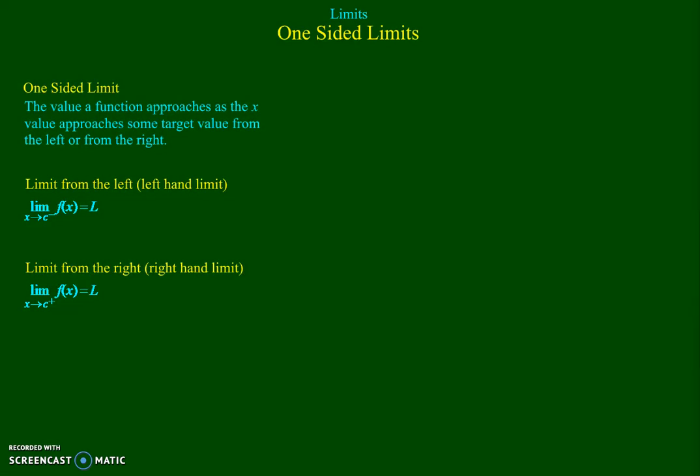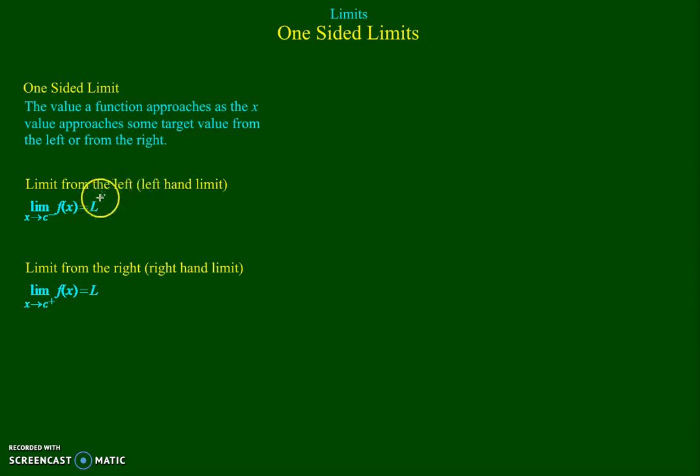This is part 6 of the series Limits, and in this part we're going to continue our ideas of continuity with the idea of one-sided limits. Now, a one-sided limit is simply a value a function approaches as the x value approaches some target value either from the left or specifically from the right.